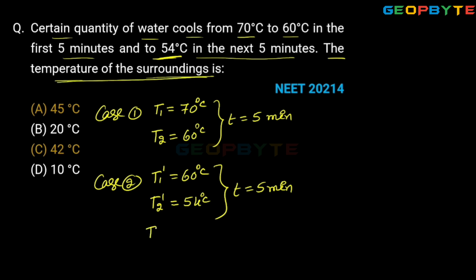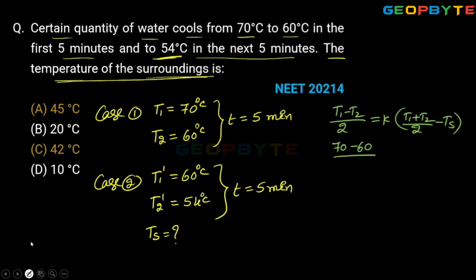Let Ts be the surrounding temperature. As we all know, (T1 minus T2) divided by t equal to K into ((T1 plus T2) by 2 minus surrounding temperature). For the first case, T1 minus T2 is 70 minus 60, divided by small t, which is 5 minutes, equal to K into (70 plus 60) divided by 2 minus surrounding temperature.